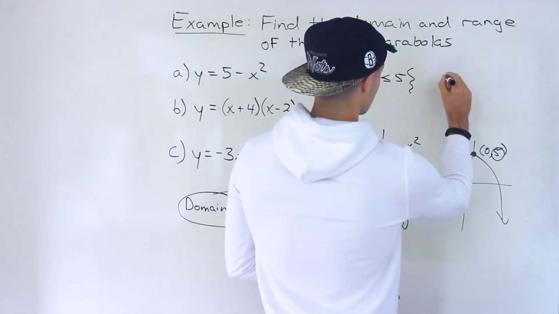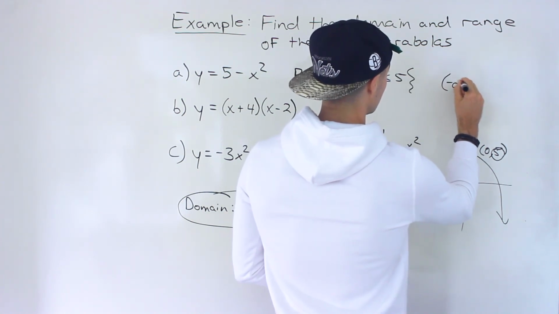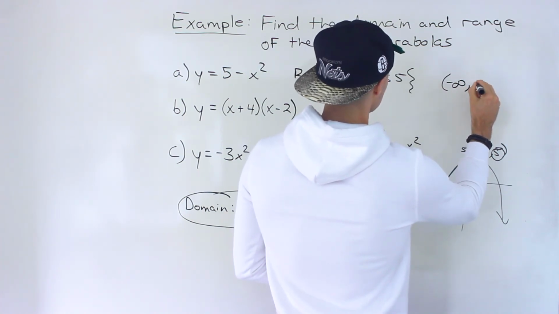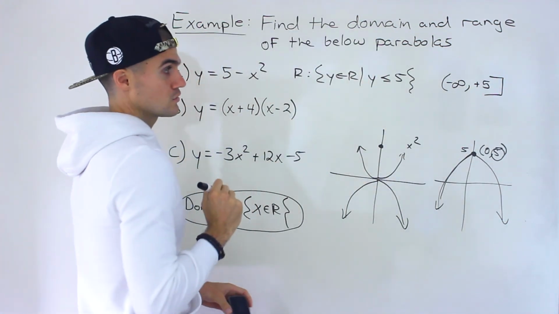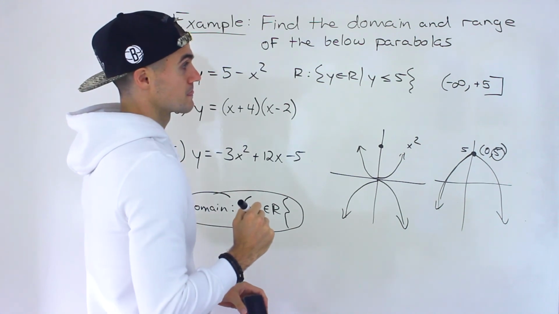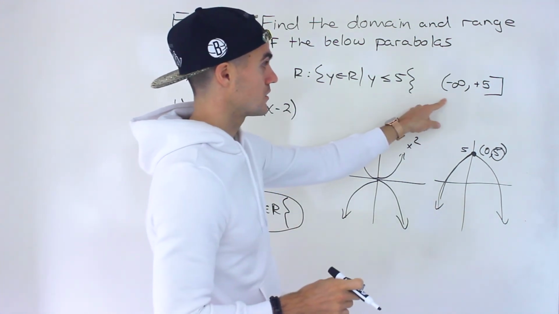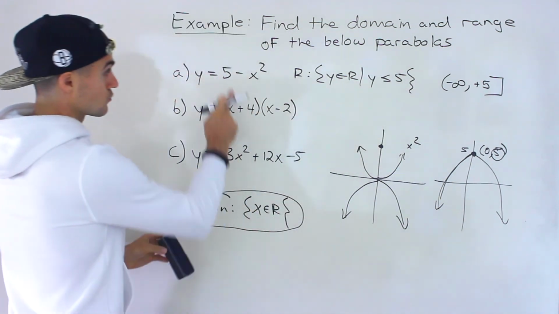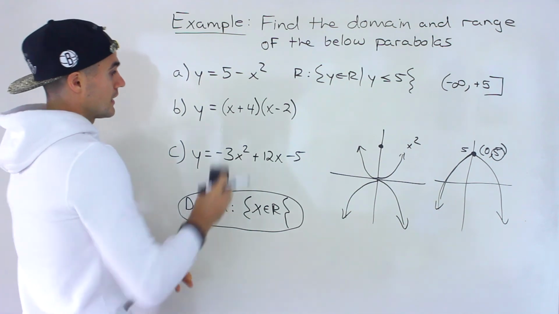Another way this could be shown is you could say the range would be from negative infinity to positive 5, but it's inclusive of the positive 5, so you would put a square bracket there. So whether you show it in set notation or interval notation, that's the range of this parabola over here. Now, what about the next one?